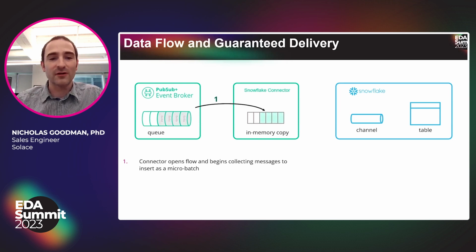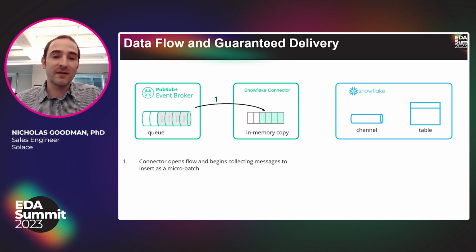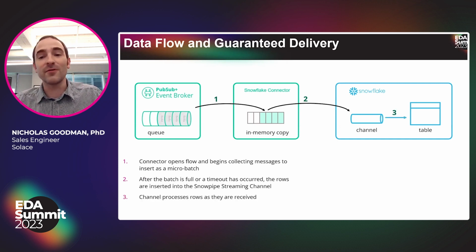When the connector first starts, it begins pulling data off of the event broker. It can do one message at a time, but typically, for performance reasons, we'll buffer them up in what is known as a micro batch. Once we've reached either a timeout or a set number of messages, we'll insert those rows into the Snowflake channel. Snowflake now just takes it and does its own thing. Behind the scenes, it is taking those rows that I've inserted, adding them to the table, and they are processed as they were received.